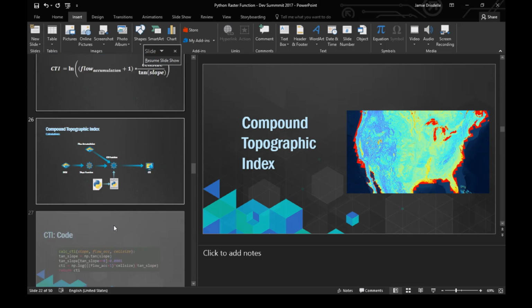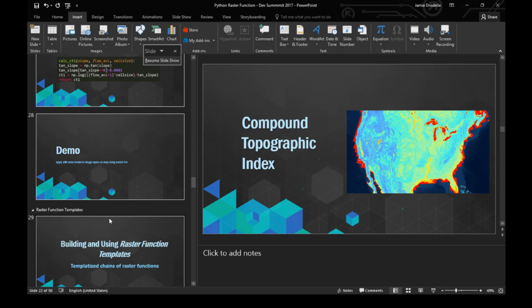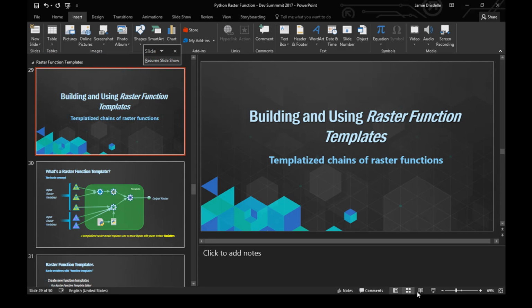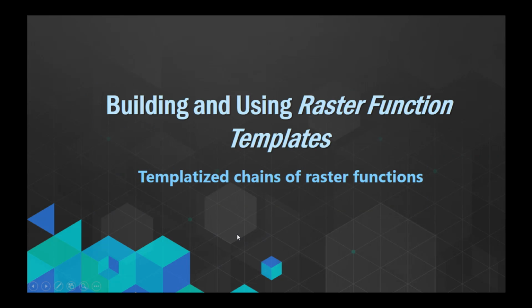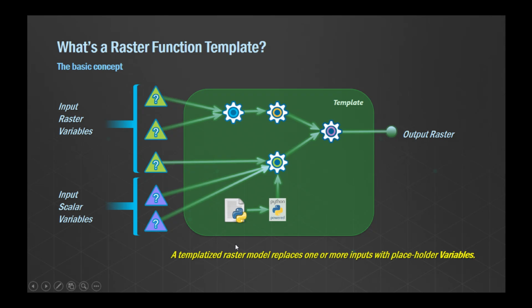So moving along. Now that I've shown you how you use the Python raster function, how to use a basic raster function, we're going to talk a little bit about function templates. I showed you some templates earlier, but I want to show you how we work with templates and how we apply them to Mosaic data sets.